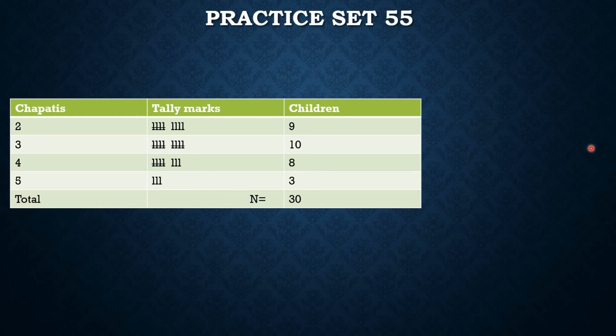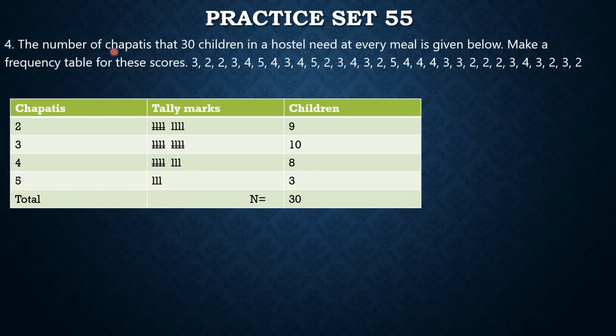Now we will see the fourth question. The number of chapatis that 30 children in a hostel need at every meal is given below. Make a frequency table for this data. So total n is given as 30. We have to see how to make the frequency table. So the numbers are 3, 2, 3, 4, 5, 5, 4, 2, 3 and so on. So the smallest number is 2 and the biggest number is 5. So in the first column we will write 2, 3, 4 and 5.